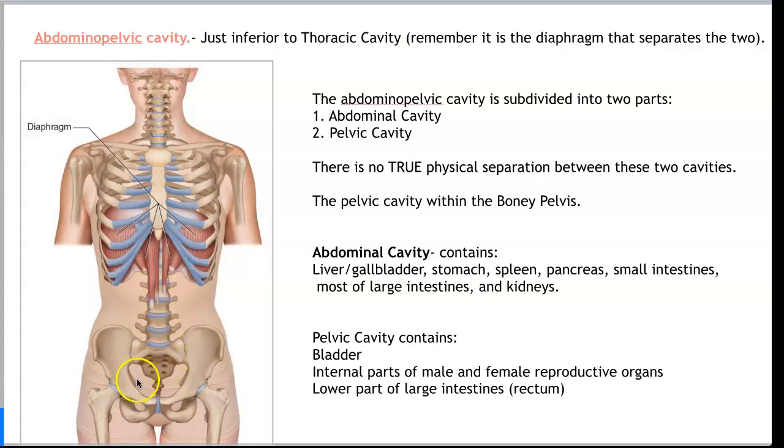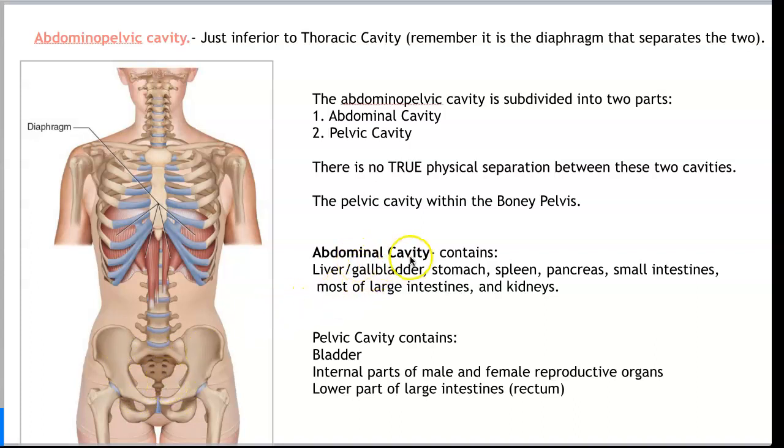Now this pelvic cavity, so we're talking about deep within the pelvis, the organs in this pelvic cavity are going to be somewhat protected. That includes the bladder, the internal parts of the female and male reproductive systems, and the lower portion of the large intestines, the rectum. Those are going to be sitting deep in this pelvic cavity.